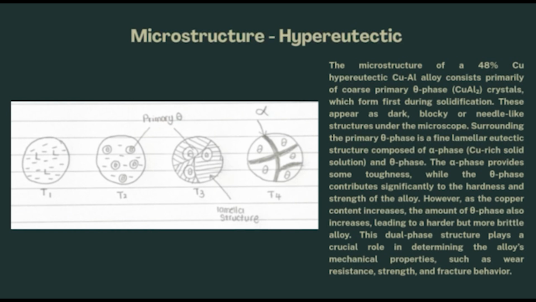So as you can see, for the T1, it's approximately almost all liquid, and for the T2, primary theta forms, also included with liquid, and for T3, which is point 3, primary theta forms with lamellar structure, and for point 4, the dark line is alpha and theta is the white one.